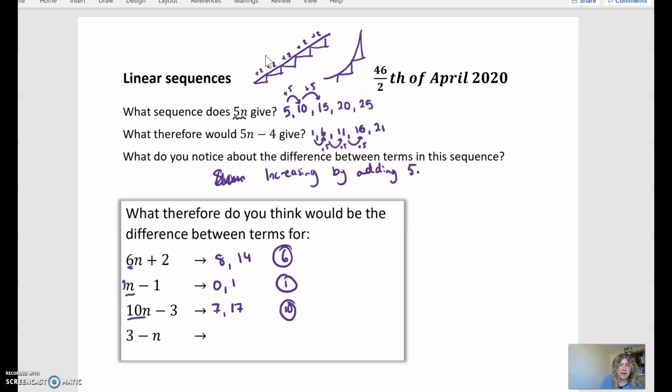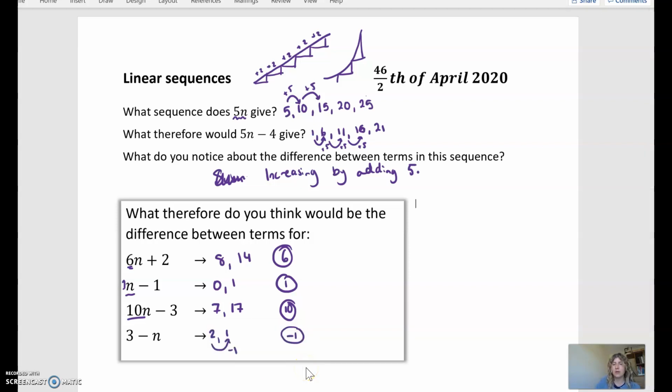Next one, 3 minus n. Again, now this one's minus n. So I would expect instead of adding, we're going to be minusing 1, because again, there's no number out the front, and that's negative. So let's work it out. So 3 minus 1, that's 2. 3 minus 2, that's 1. So again, we're decreasing by 1 in that scenario.